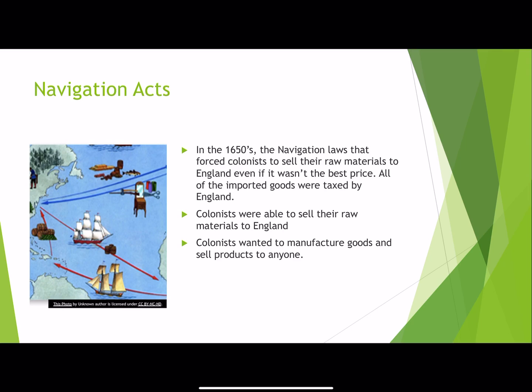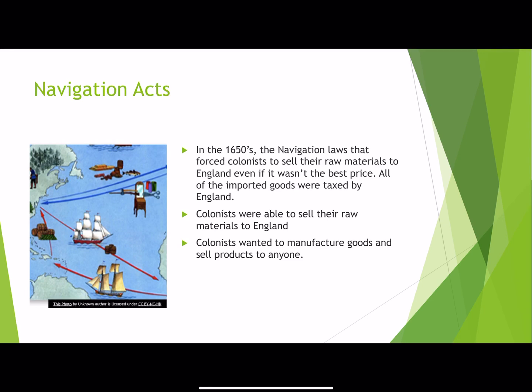So as things are coming in and out of America, Europe, and Africa, in the 1650s, the Navigation Laws forced colonists to sell their raw materials to England, even if it wasn't the best price. So even if a different country, let's say Italy or France, wanted the raw materials from America, they couldn't sell to them because the Navigation Acts said they had to sell to England.